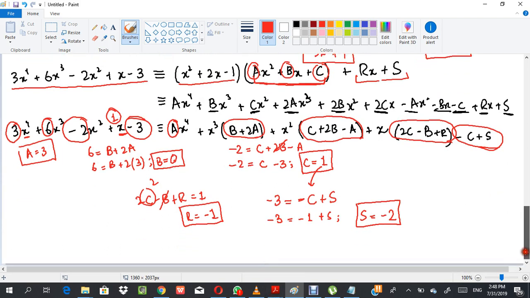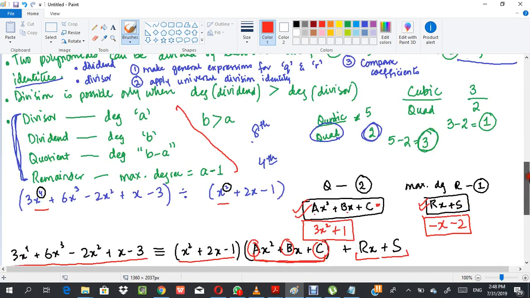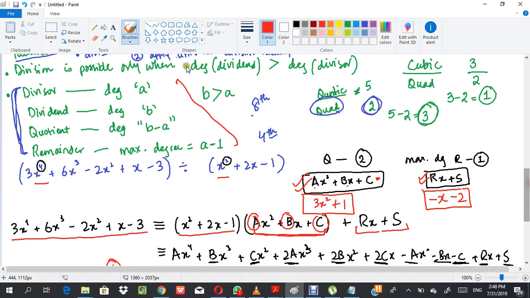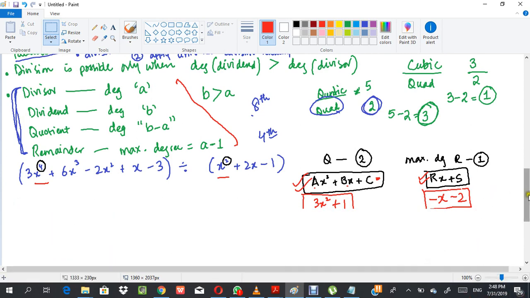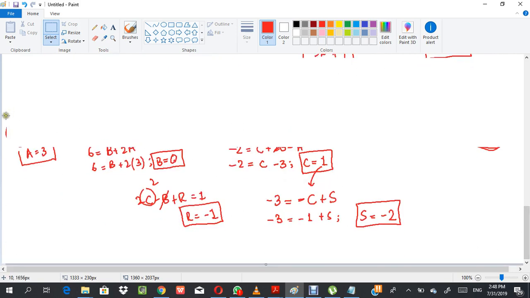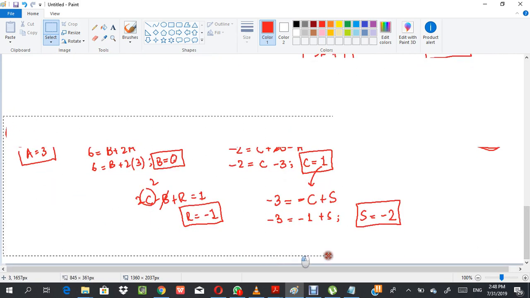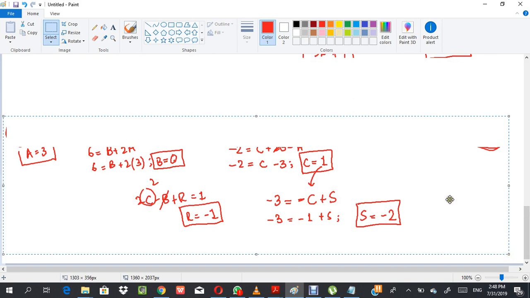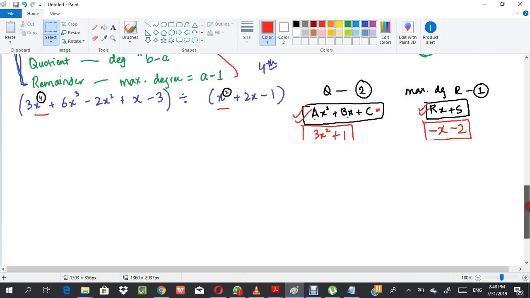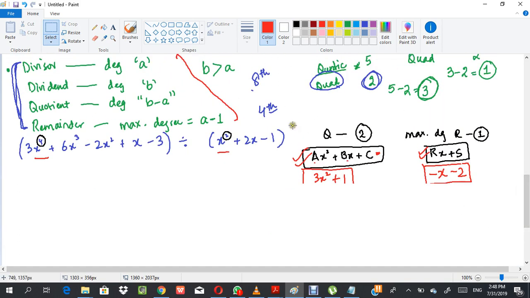Now let's move to the second method, and that is long division. I guess I will clear the screen now. I'll clear this working, and I'll use this space only. You can always pause the video, you can go back and see how this is done if you still have any confusions, or you can always ask me in the comments. Inshallah, I'll try to be there for you.